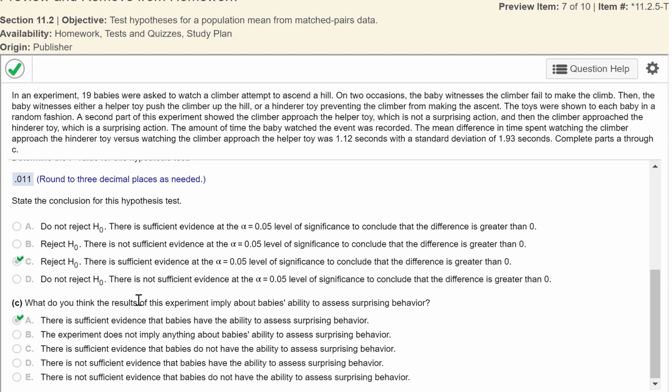And so what do you think the result of this experiment implies about babies' ability to assess surprising behavior? I shouldn't have gone ahead and marked it, but there is enough evidence that babies have the ability to assess surprising behavior. That's what this part of the experiment was trying to show.